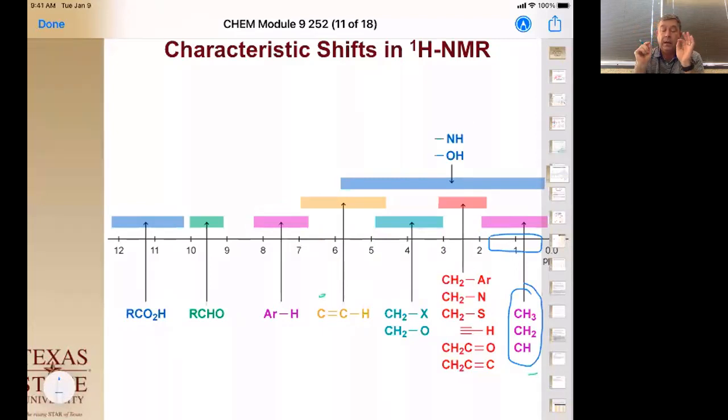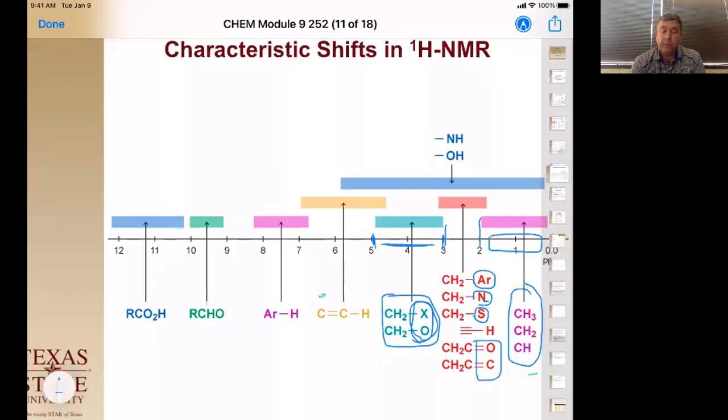Now, attach a slightly more electronegative group to it, and it shifts up. Aromatic ring, a nitrogen, a sulfur, or a carbonyl, or a double bond. These are slightly electron withdrawing, and it shifts it up to the next level between 2 and 3. However, if it's directly bonded to an oxygen or a halogen, that shifts it up again. Those are more electronegative atoms. Nitrogen's less electronegative than oxygen, so these are the more electronegatives. It shifts them up even higher.